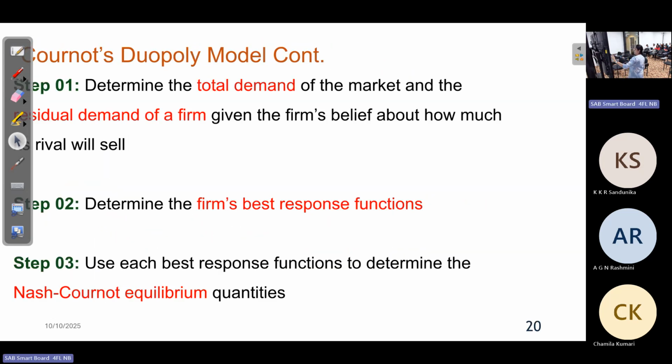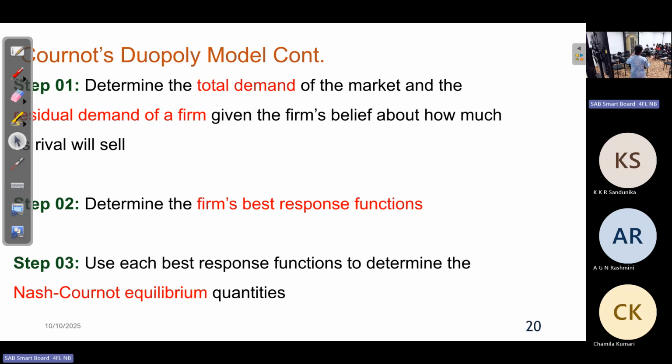Now, the first step is to determine the total demand of the market and the residual demand of a firm, given the firm's belief about how much firm B will sell. So, total market demand, residual market demand.